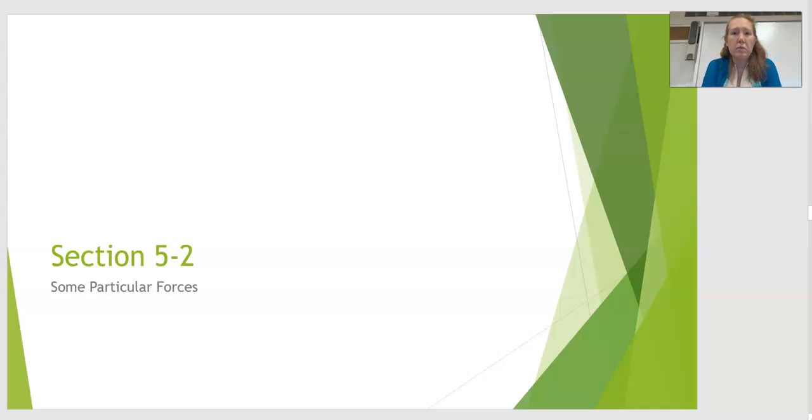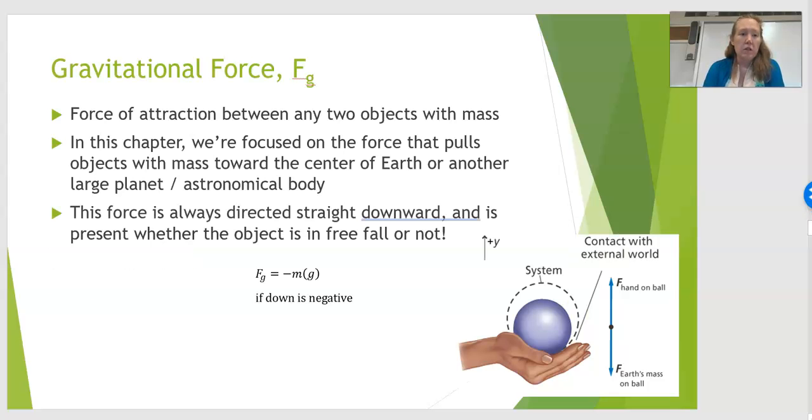Now let's talk about some of the forces we're going to use in our word problems. So the first one that is in every problem, unless you're in outer space far from any planets, is gravity. So the force of gravity is really a mutual force between any two objects that have mass. But in this first part of physics, we're going to focus on the attraction of objects to Earth or Mars or the moon or something like that.